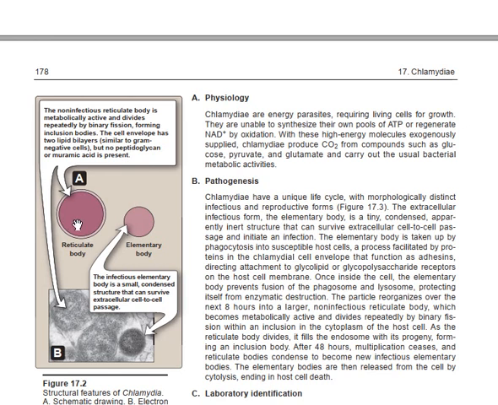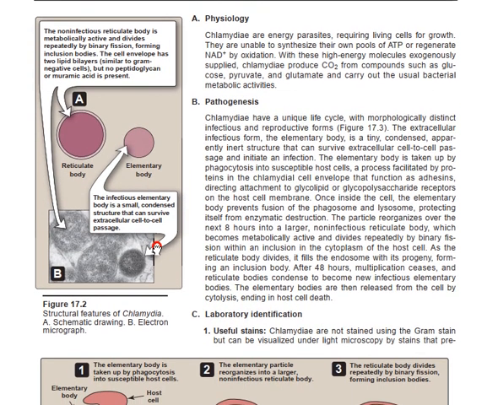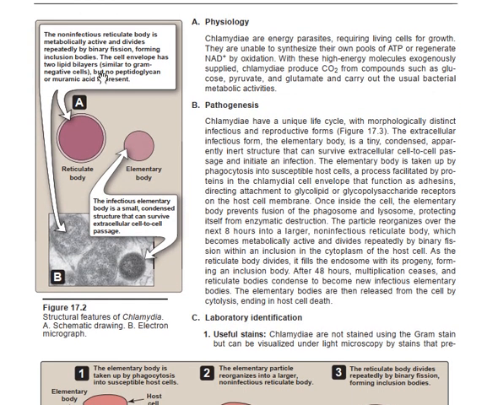When chlamydia has a reticulate form, it is the non-infectious form. Is it clear? It is going to have a bilayer around it, made up of lipids, but it is not made up of any muramic acid nor peptidoglycan. Now the elementary body is the form that is infectious. It is a small, condensed structure and can survive extracellular cell-to-cell passage. Is it clear? This one is more intracellular and this one is more extracellular. The elementary body can infect different cells.